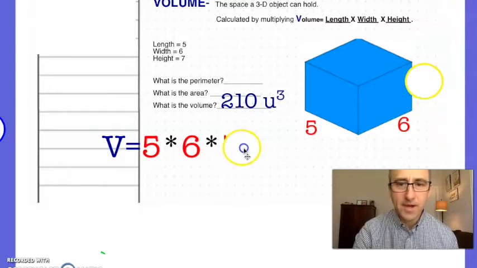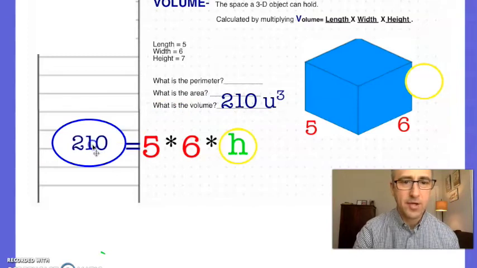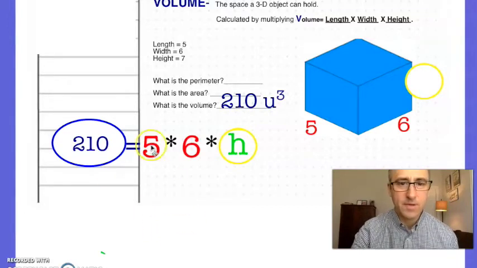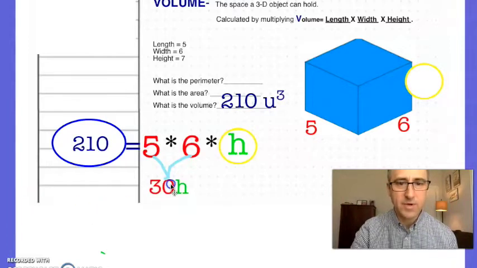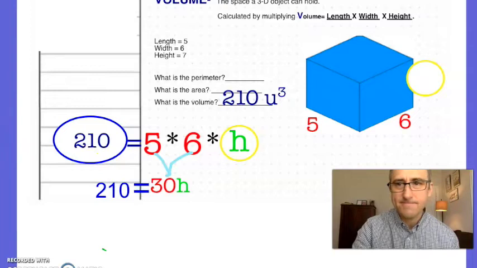We got to cover up the height though, because we already know that answer, and we're going to place that over here. Now remember, we're going to use our order of operations. So first we need to combine like terms. That's right, we can multiply 5 times 6. 5 times 6 gives us 30, and bring down the h with it, we have 30h. And then we're going to bring down the equal sign and the 210.